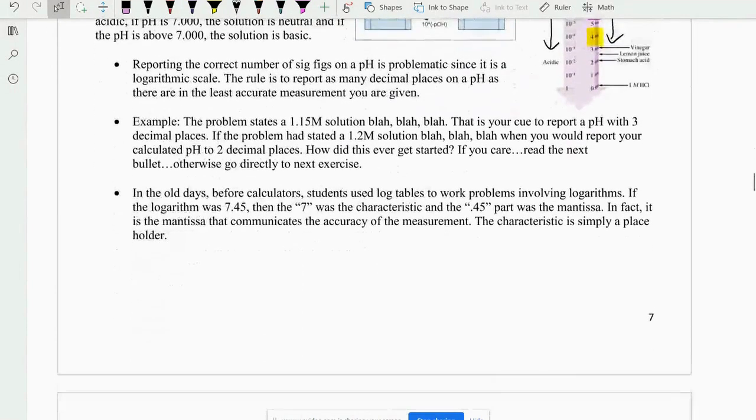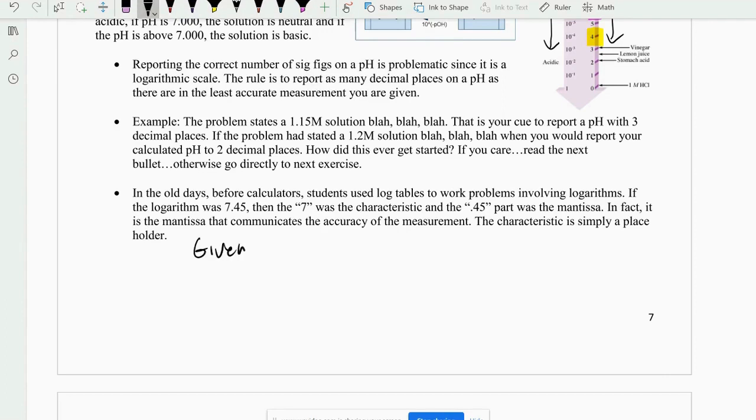But before we move on, let's talk about how we report sig figs when dealing with acid and base and pH problems, okay? It is different, all right? Now, these 3 bullet points here overview and explain it, but it is not what you would think. Now, it's been a while since we reviewed sig figs. They're still super important. Now, in pH problems, it's going to be different. So let me just give you an example.